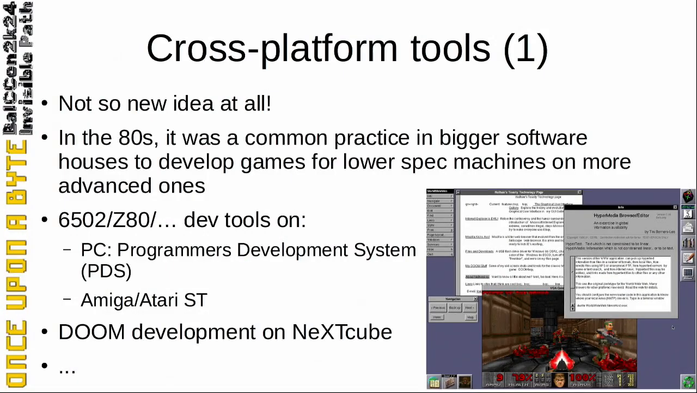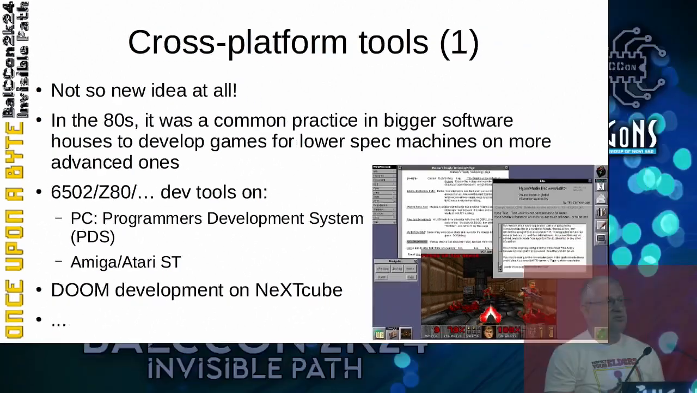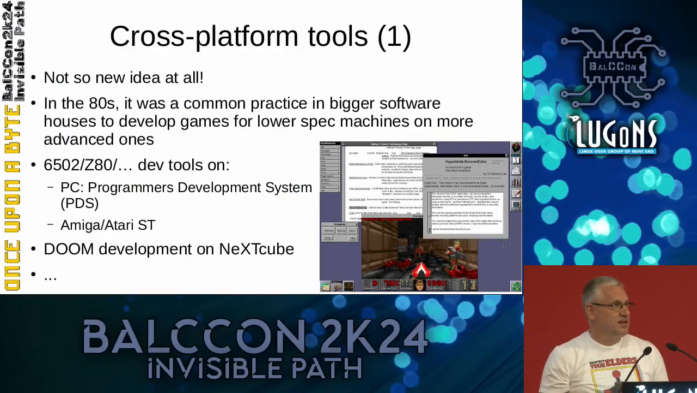So, what are the tools that are used today to develop programs for such old machines? The usual thing that is really not new is using cross-platform tools. What does that mean? That means that you develop a program for one platform on another platform that is usually more powerful than the one that is the target system. As I said, that idea is really not new.